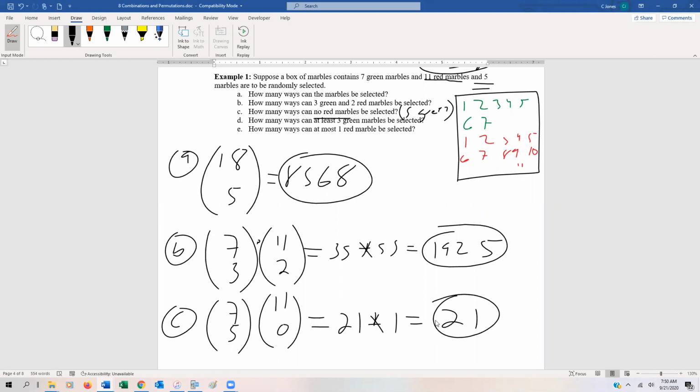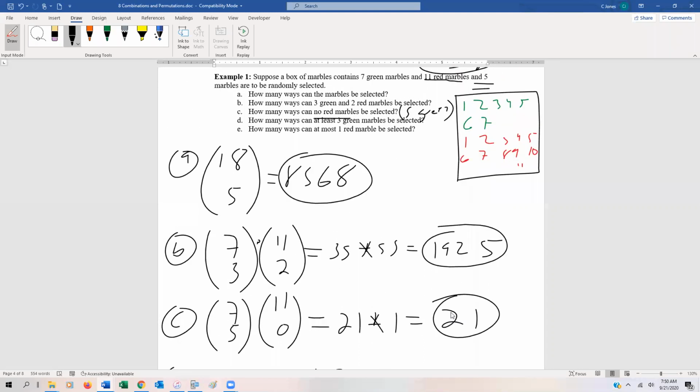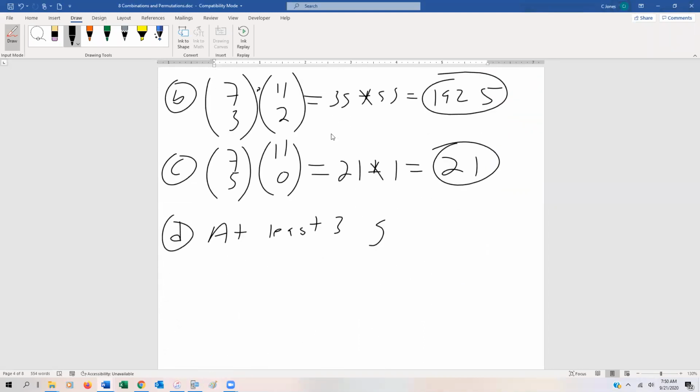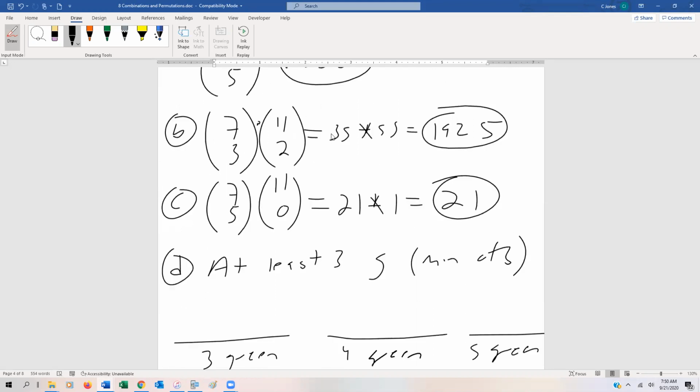All right. Now, the last two are a little bit sneaky. These are at least problems. So letter D, we want at least 3 green marbles. All right, so now what does that mean, at least? Well, that means a minimum of 3. So the different scenarios are we could have 3 green, we could have 4 green, we could have 5 green marbles. We can't have any more than 5 green marbles because remember the top number we can pick is 5, right?